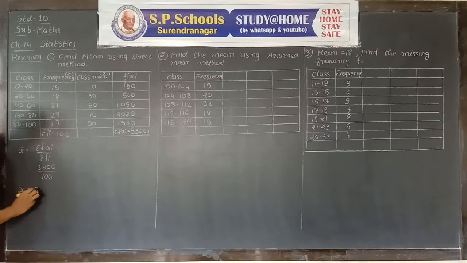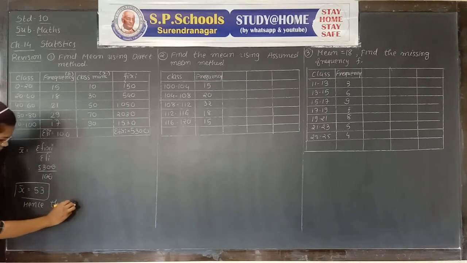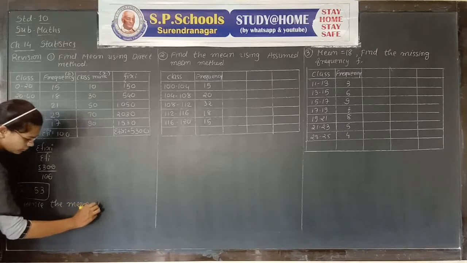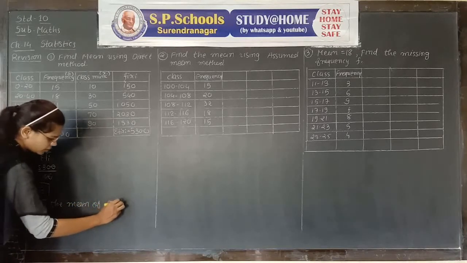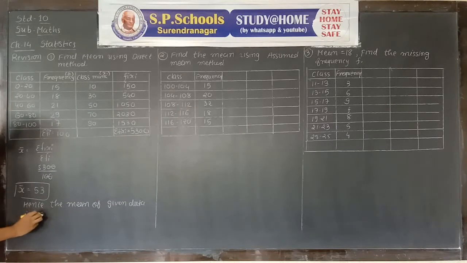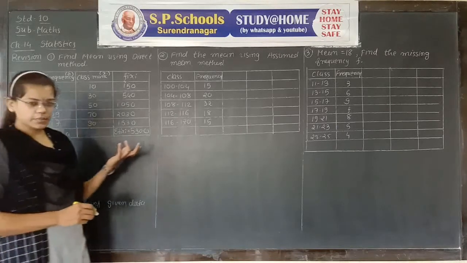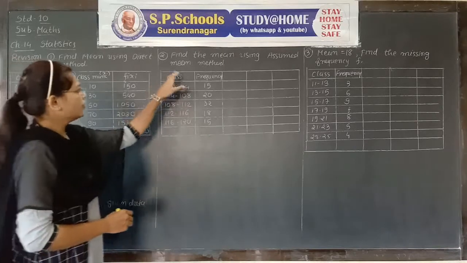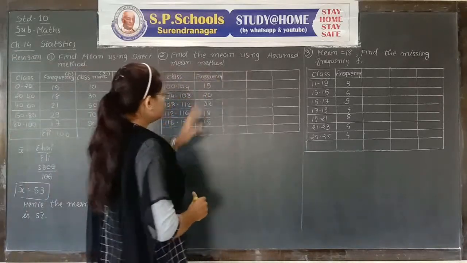That's why x bar is equal to 53, as two zeros are cut here. Hence, the mean of the given data is 53 using the direct method. Now the second method: find the mean using the assumed mean method.